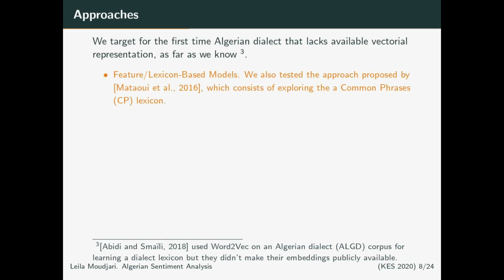We target for the first time the Algerian dialect, which lacks available vectorial representation as far as we know. We experimented with several approaches, including feature and lexicon-based, where given a text, we count the number of positive and negative words that belong to one of the aforementioned lexicons.